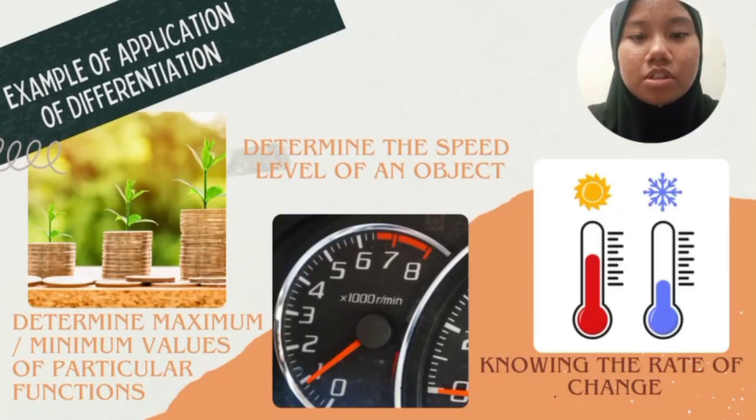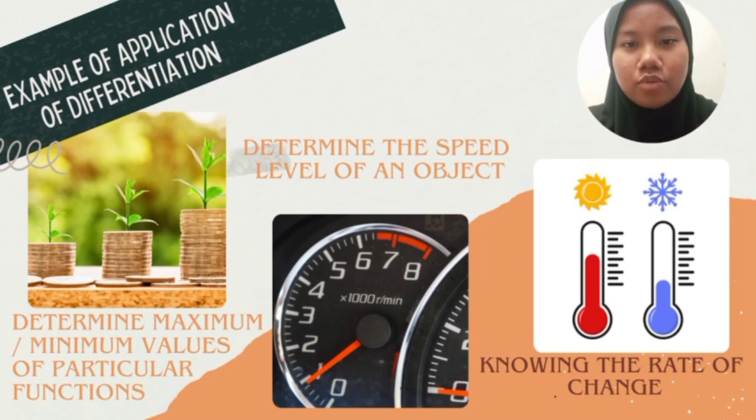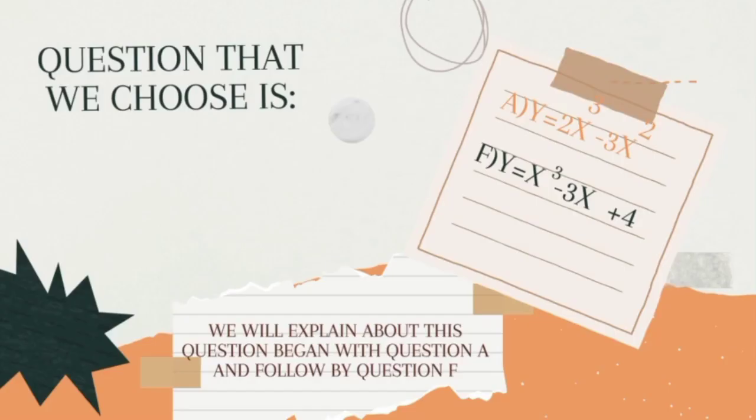I will talk about examples of application of differentiation. First, we can determine the maximum and minimum values of a particular function. Second, we can determine the speed of an object, such as a car's meter. And lastly, we can know the rate of change, for example, the temperature in a place.